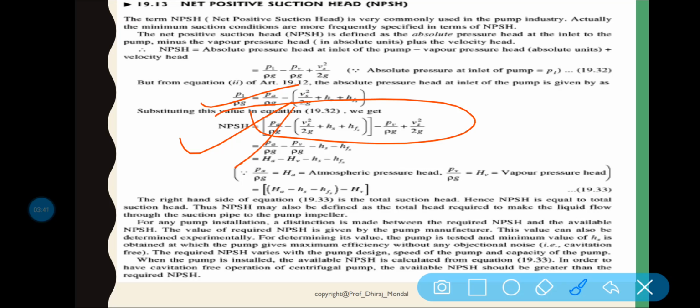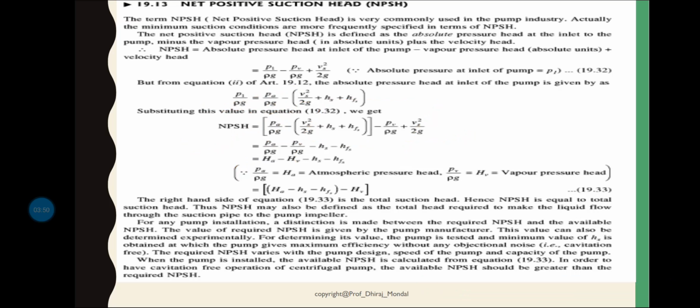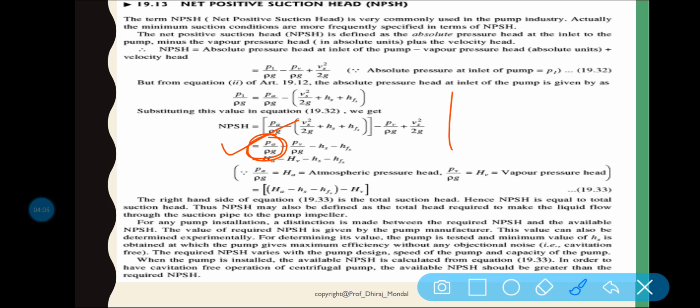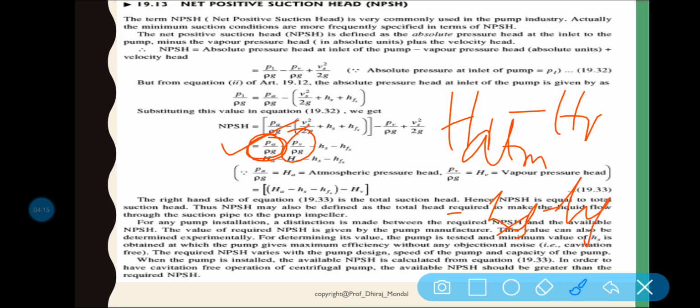Now ultimately this part and this part will be cancelled out. So ultimately you will be getting this equation: PA by rho g, that is your atmospheric pressure head, minus vapor pressure head, minus HS, that means suction head, minus HFS. Clear? Now what is this? Atmospheric pressure head means your H atmospheric, minus HV, because this is your vapor pressure head, minus HS minus HFS.